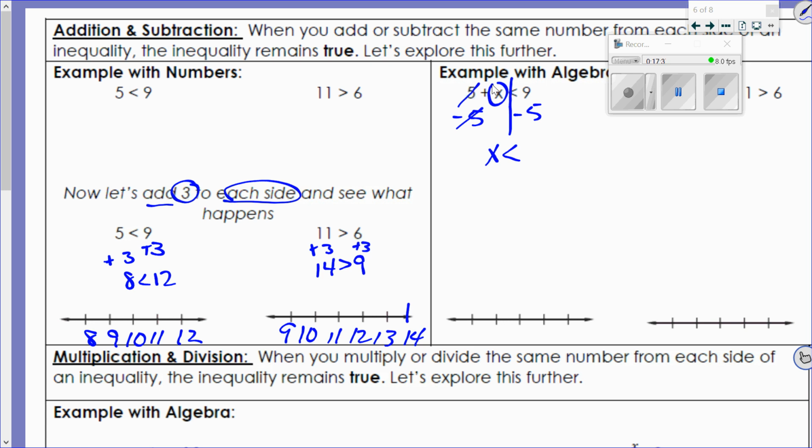What's 9 minus 5? 4. Okay? So we're building our own number line, so I'm going to put that in the middle. We'll go 4, 5, 6, 3, 2. Again, my first question is, is 4 less than 4? No. So is that included in my data set? No. So my circle is open. Is 3 less than 4? So that's the direction my arrow goes. That is how we solve an inequality and then graph it.